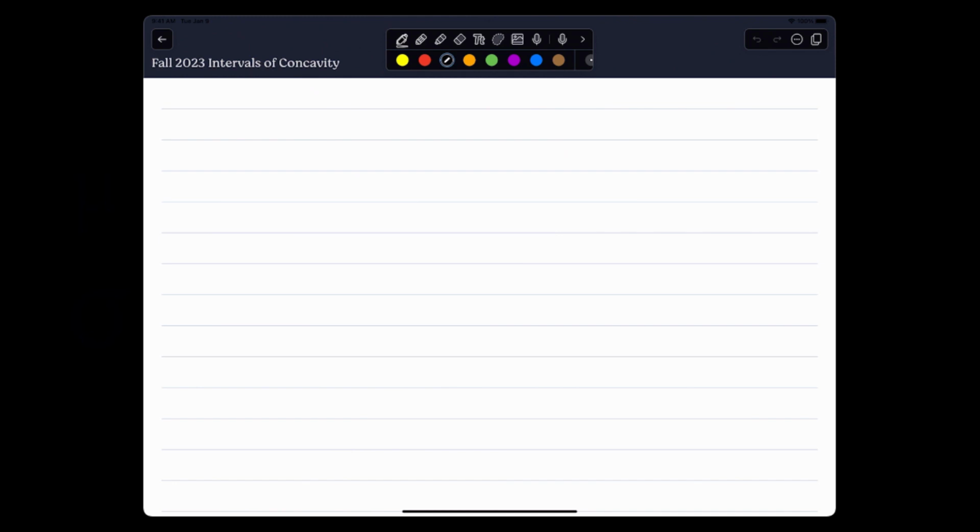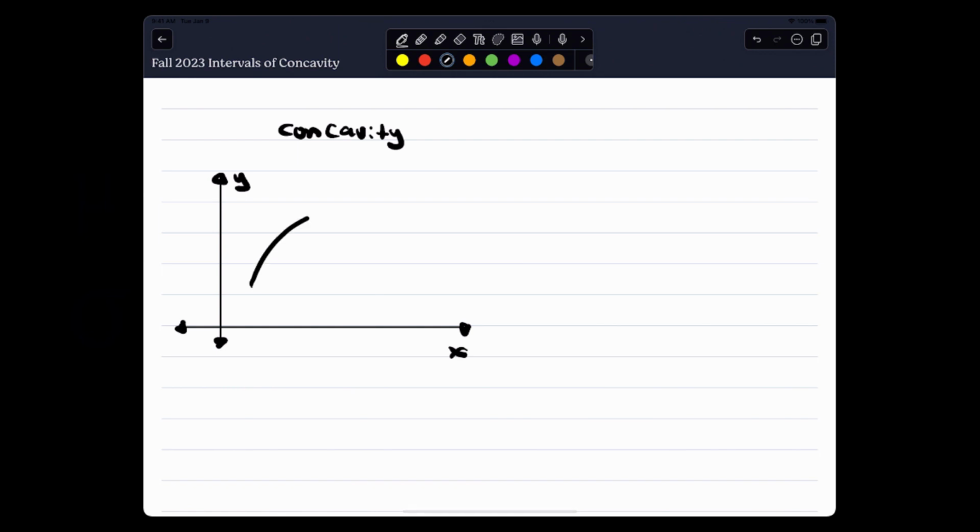Let's talk about a couple of pictures here. You got two pictures to talk about. If we draw it this way, here's the y-axis. Here's your x-axis. And I'm going to draw a picture that looks like this, okay? This is what we call concave what? Down.